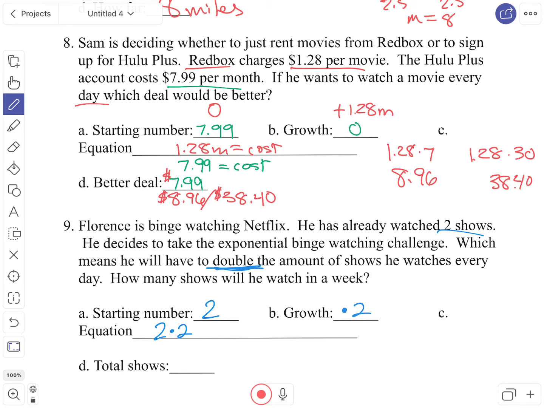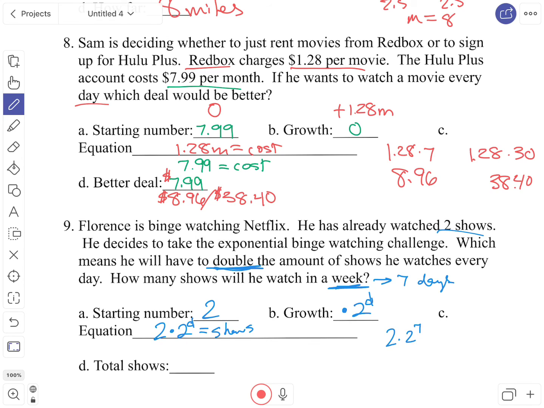Now remember, when we're multiplying, we have to put the variable up here at the top, okay? And let's actually use D for day. Because repeated multiplication is an exponent, so it'd go to the D power equals the total number of shows, okay? So we're looking at how many he watches in a week, so that would be 7 days, right? So we go 2 times 2 to the 7th.